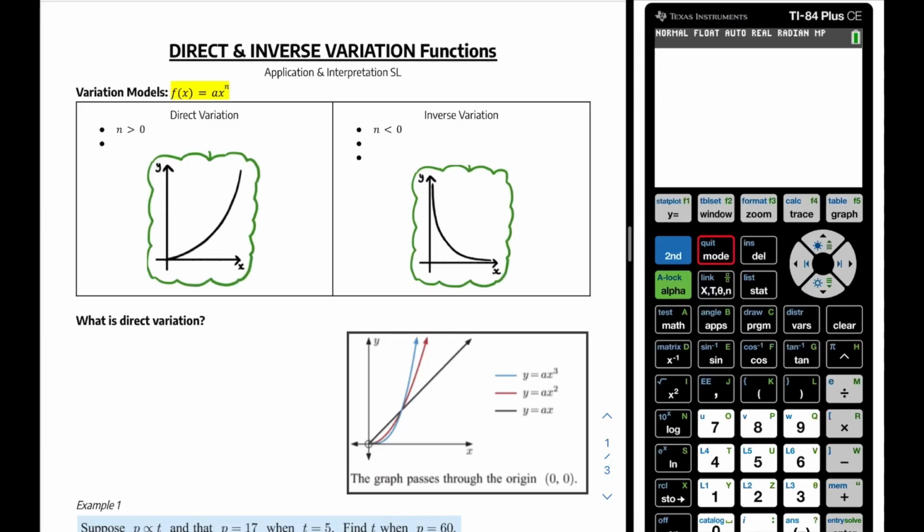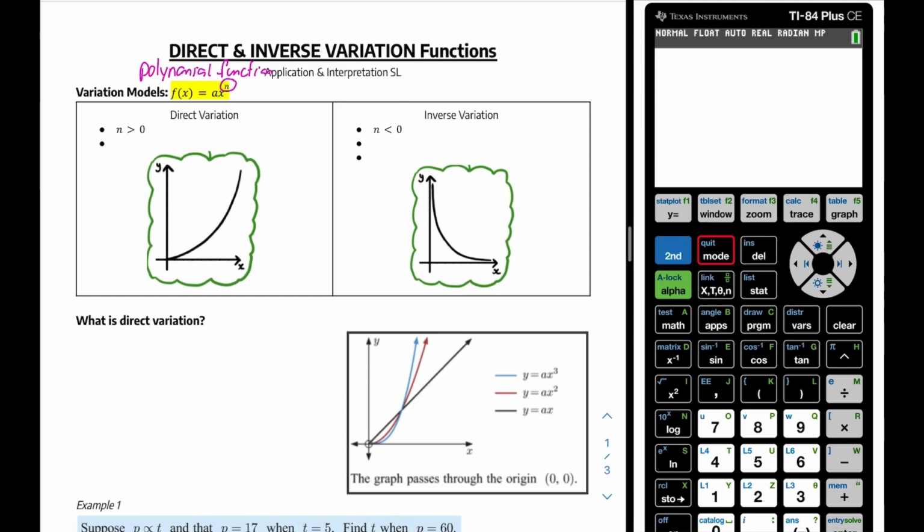In this video, we're going to learn about direct and inverse variation functions. Now, variation functions can be written as you can see in the yellow highlighted, which is basically going to be a number times x to the power of another number. So this is a form of a polynomial function, because we're going to have a certain exponent, which is going to be a number.